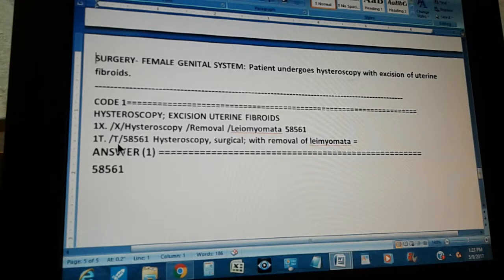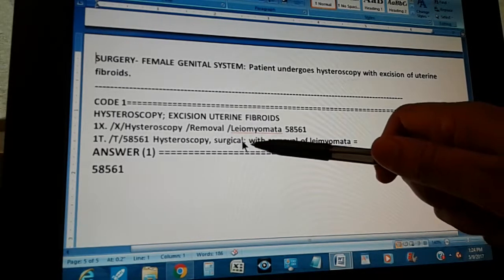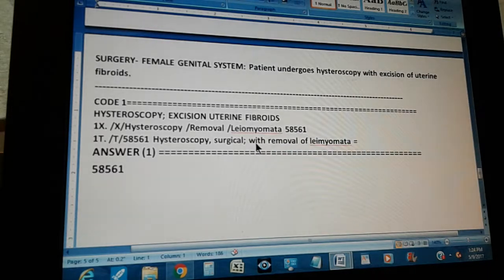So the code is found through the tabular like this. You start in the tabular, and then you go to the number 58561. And you find there hysteroscopy, surgical, which is the main definition that is above at the beginning of the group. And then there's a semicolon. And then you get to our code here.